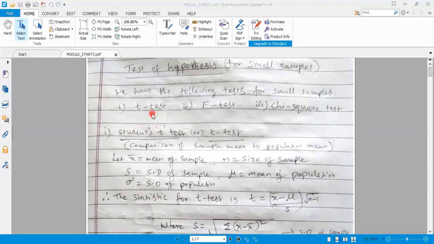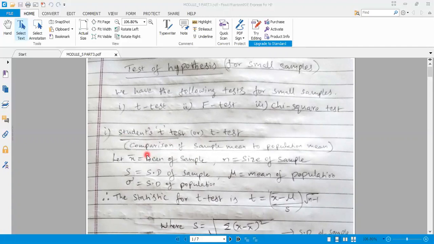Let us discuss how to test the hypothesis by using the t-test. This is also called Student's t-test. Here we have two types. The first one: we compare the sample mean with the population mean. So that is the first case. The next case is the comparison of two sample means.